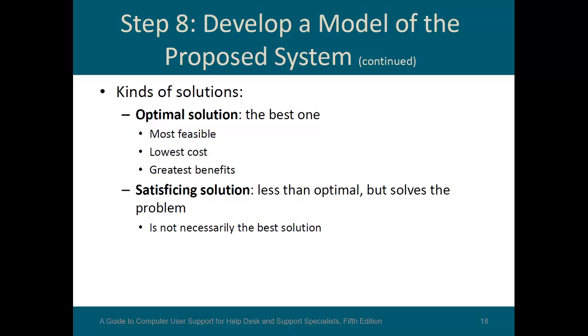Step 8, develop a model of the proposed system, continued. Kinds of solutions. Optimal solution: best, most feasible, lowest cost, greatest benefits. Satisfying solution: less than optimal, but solves the problem. It's not necessarily the best.